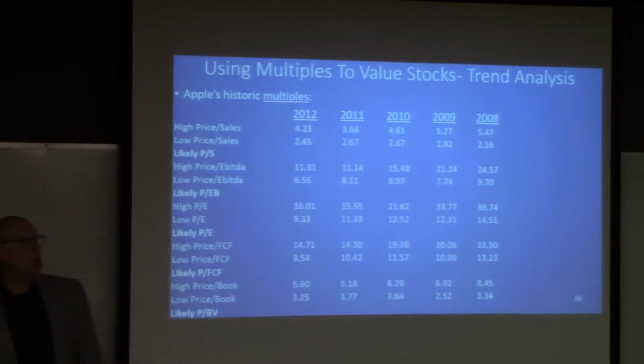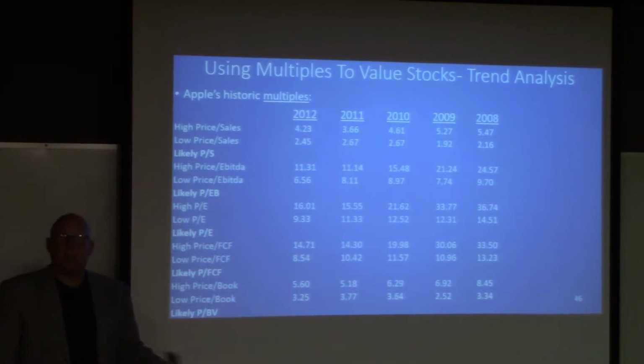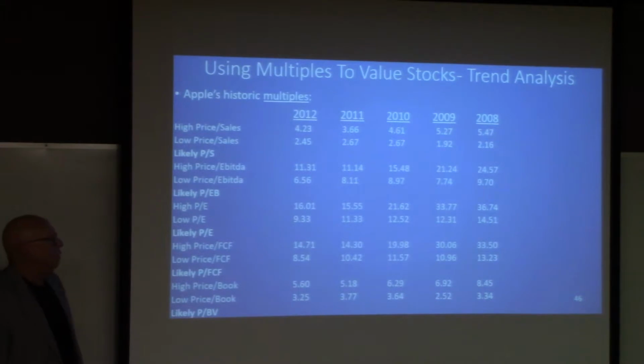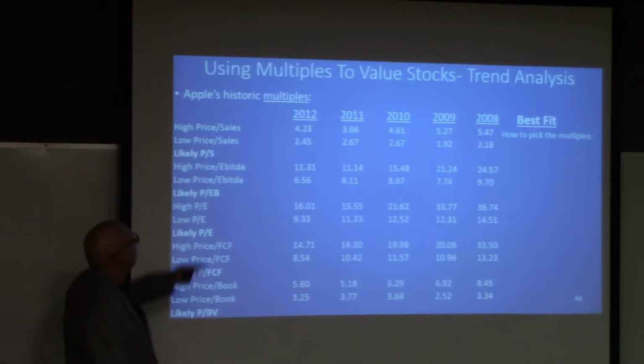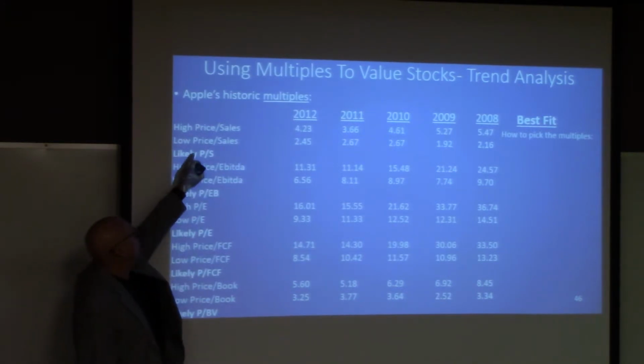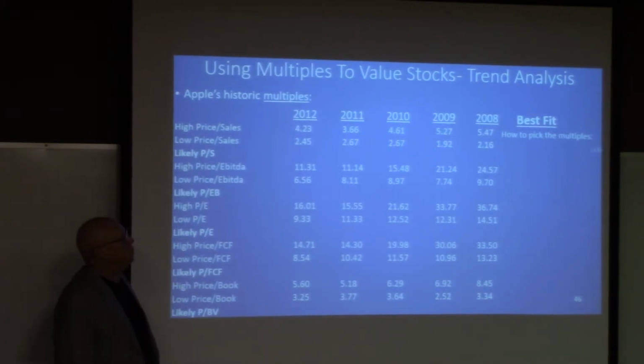or what's happening with pessimism, sentiment, pessimism or optimism on the part of investors. All right, so here is a history of multiples. Now let's go through and let's try to pick multiples. Let's pick the best high and the best low, and then we're going to pick a likely. How do we do it? How do we pick our multiples?